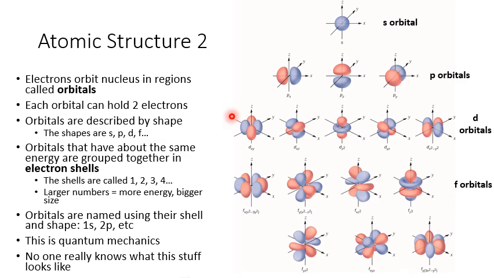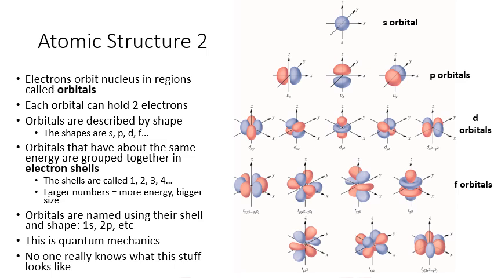Then you have the d orbitals, which you can see have an even more complicated shape, and there's 5 of them. Each of these can hold 2 different electrons. This one has a really weird shape. And then the f orbitals, there's even more of them. There's 7 of them. Each one of these can hold 2 different electrons, and they have really complicated shapes. So we don't need to worry about what these shapes are exactly, but they're very complicated, as you can see.